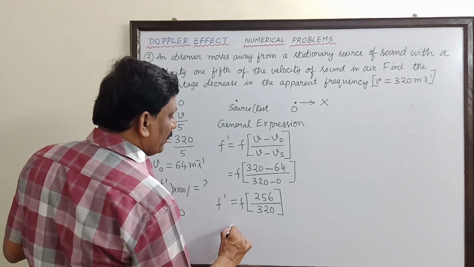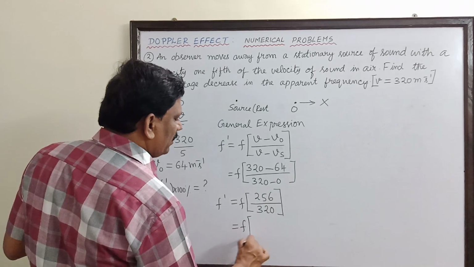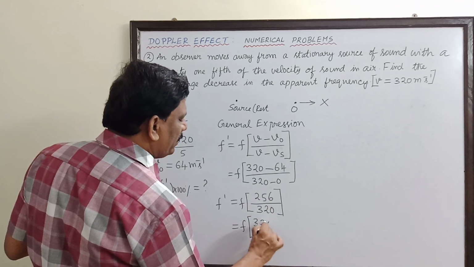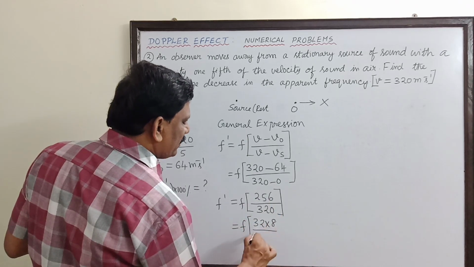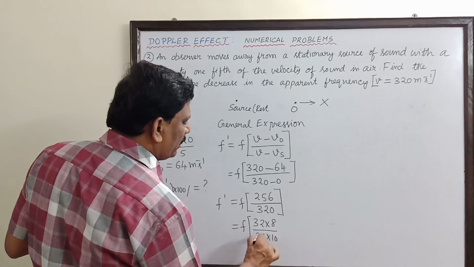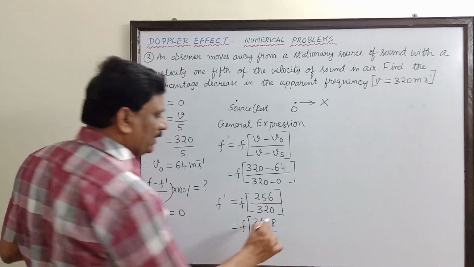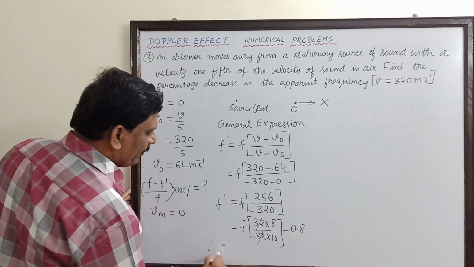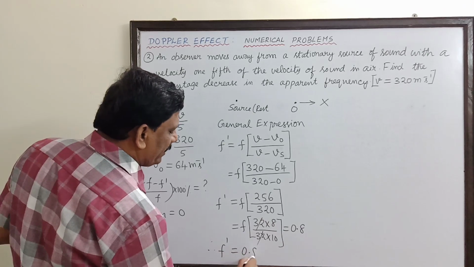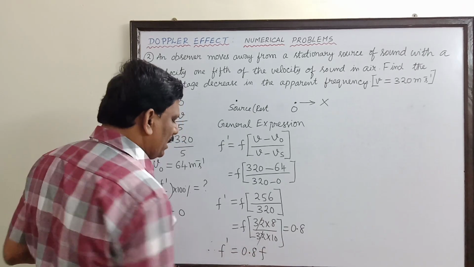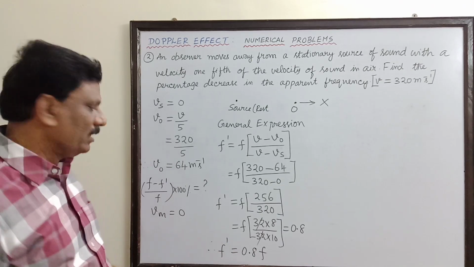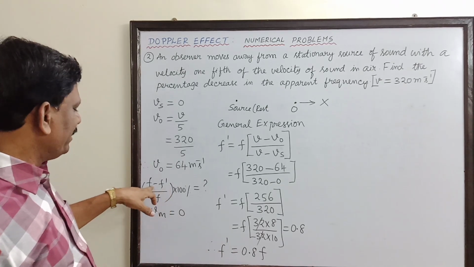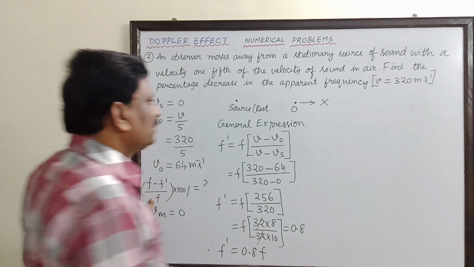So this is now equal to F into 256. 256 is 32 into 8. This is 32 into 10. So that 32 can be cancelled, and this is 8 divided by 10, equal to what? 0.8. Therefore the apparent frequency is 0.8 times the actual frequency. Now what is to be found? The percentage decrease in the frequency, F minus F dash by F.